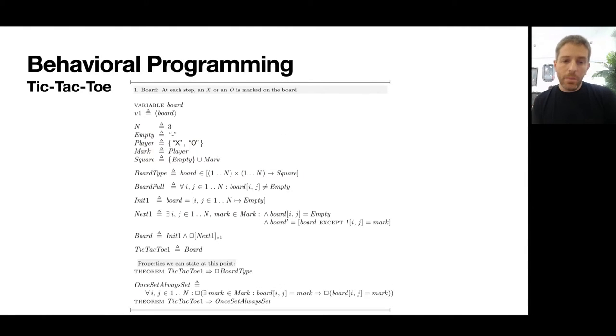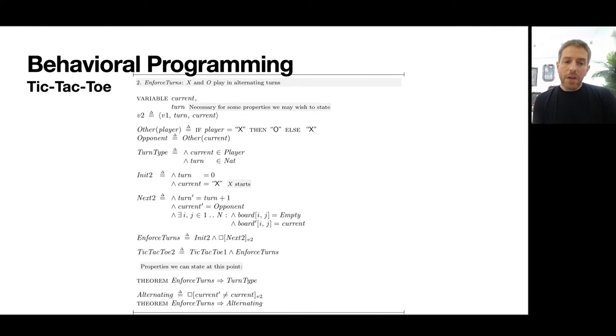We begin by specifying a 3x3 board where each step, if there is a free square, an X or an O piece is placed in it. We can already state a property that says that a filled square is never vacated and check it with TLC.